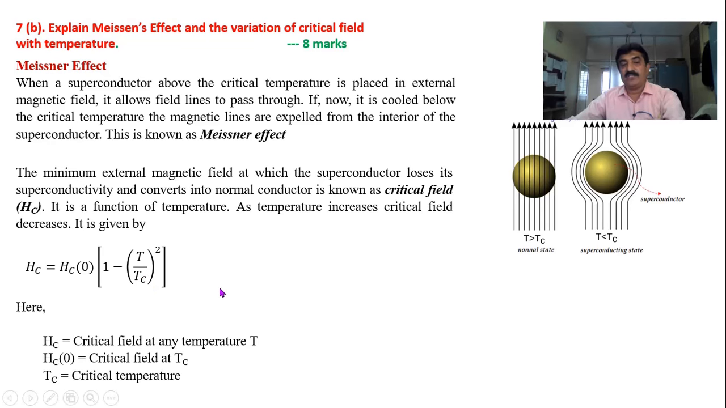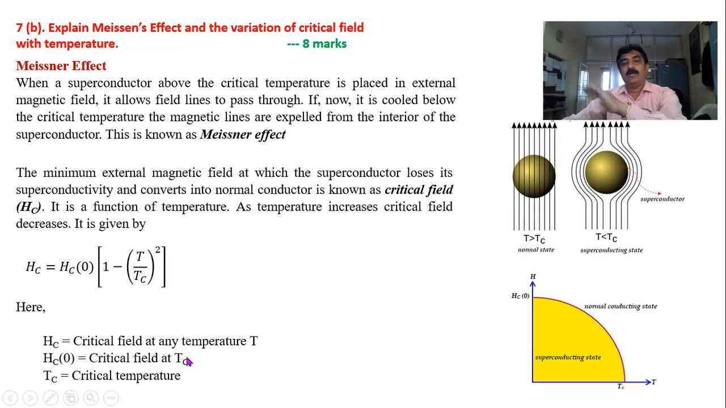Now the graph of H versus T, the explanation is given here. Hc naught is the critical field at 0 Kelvin. Please change that; it is not at Tc, that is a mistake. Right? Now I have a graph.